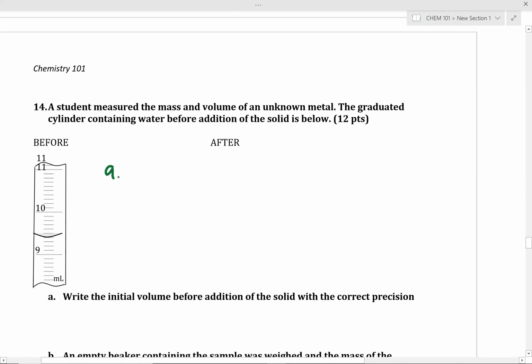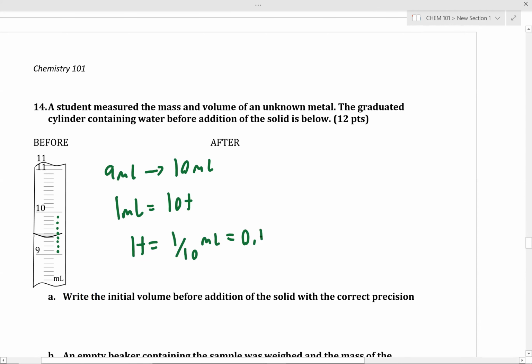So from 9 milliliters to 10 milliliters, how many ticks does it take us? 10. So 1 mil is equal to 10 ticks. So then 1 tick is equal to 1/10 of a mil, which is 0.1 milliliters. And then finally, 1/10 of a tick is equal to 0.1 divided by 10, which gives us 0.01 milliliters. Does that make sense so far? So what place can we report up to? Tenths or hundredths? Hundredths, exactly.